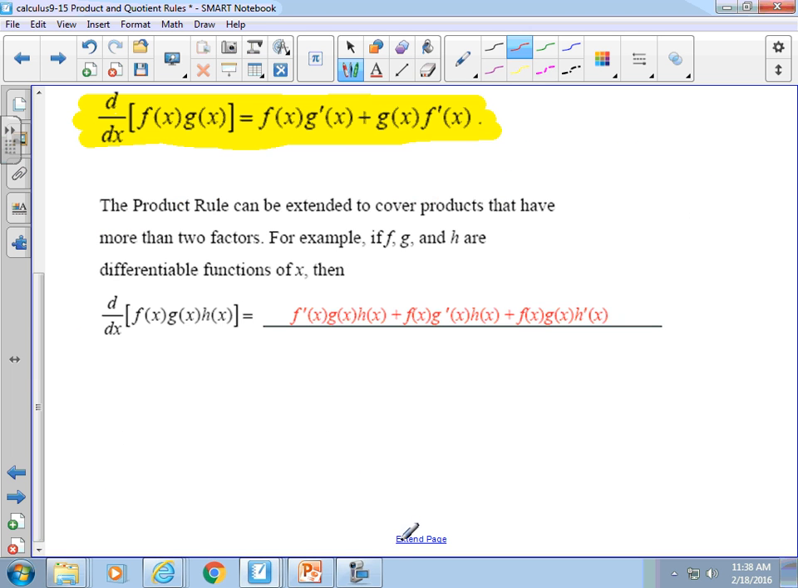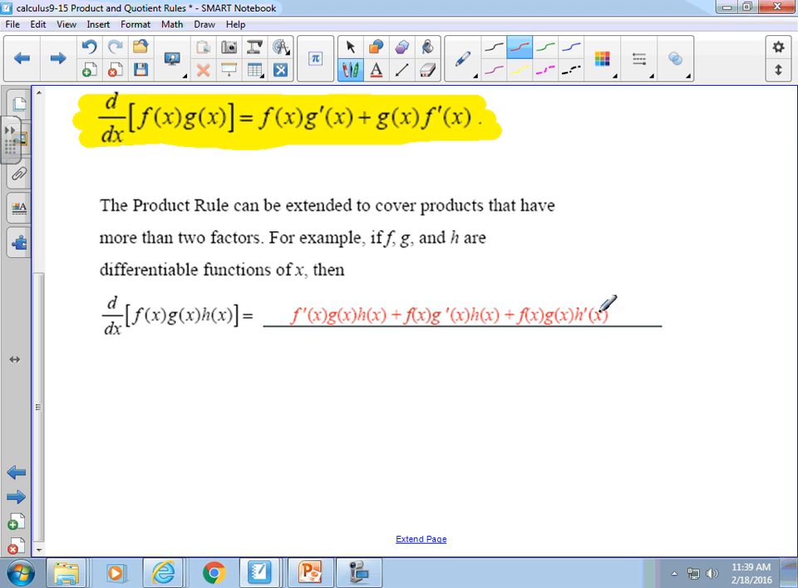I do want you to know that the product rule can be extended to multiple products. Most of the time you won't have to do this, but just a mental note, it's really easy. If you ever have f times g times h, so 3 things multiplied together, you do the derivative of one and leave the other 2 alone, plus the derivative of the next one and leave the other 2 alone, plus the derivative of the last one and leave the other 2 alone. So that's an extension of the product rule.